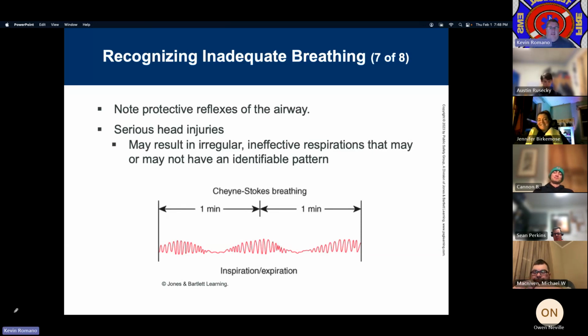All right, this is what they call ataxic respirations. What we're looking at here is Cheyne-Stokes breathing.